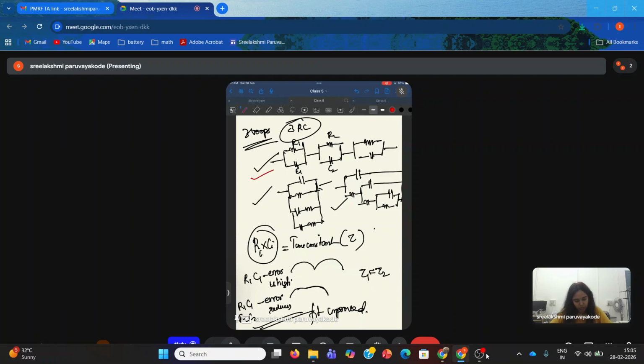Then three loops are seen, three RCs in parallel. We saw how it comes, and this R times C, the product, is the time constant, tau. When the individual tau of each of the semicircles are not distinguishable, when they are very close to each other, then the semicircles kind of get merged, as in this case, and it becomes difficult to understand. We have to fit it, because visually it becomes difficult.